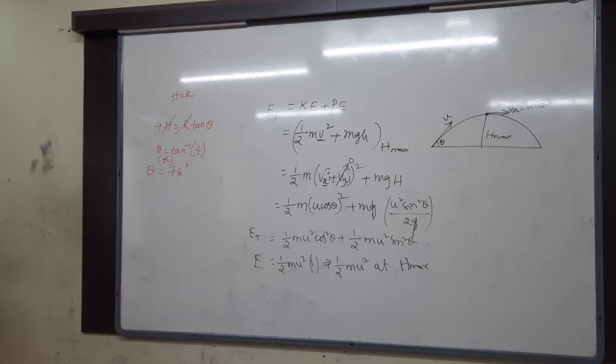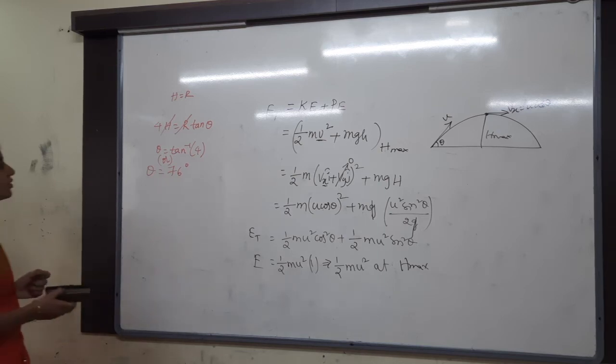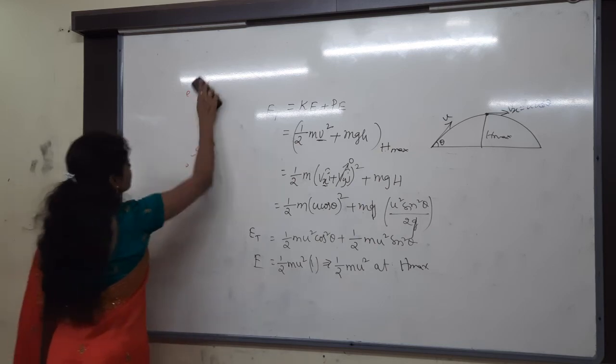U square by g or 2g? Check that. U square by 2g. Yes, very good. Sum of the complementary angles you have to take. U square by 2g is the correct answer.